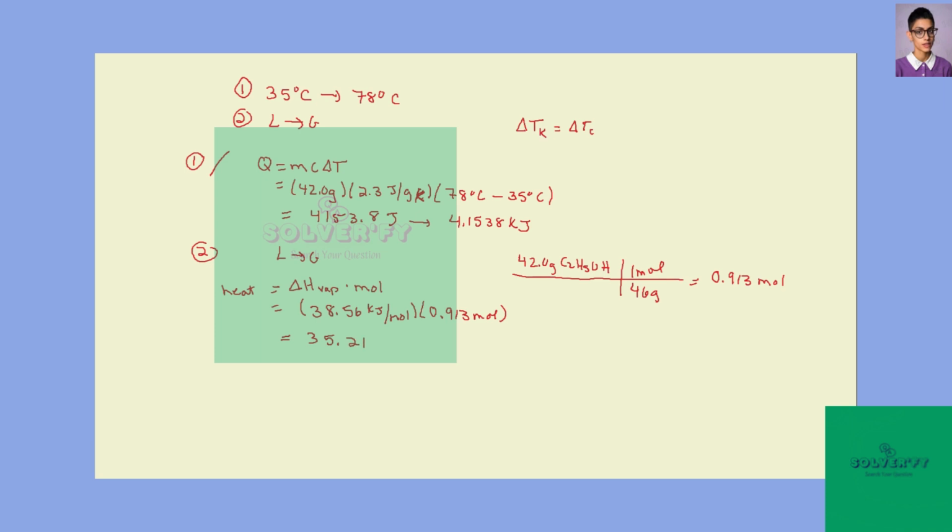And that is going to be equal to 35.2 kilojoules. So the total amount of heat to make this process occur is going to be the sum of those two, and rounded to 3 sig figs, is going to be equal to 39.3 kilojoules. So that's part A.